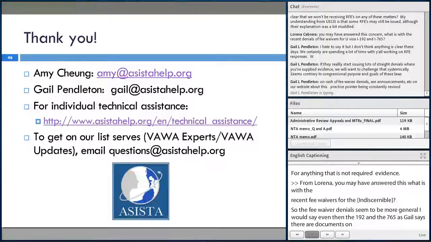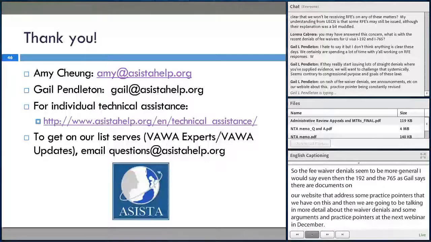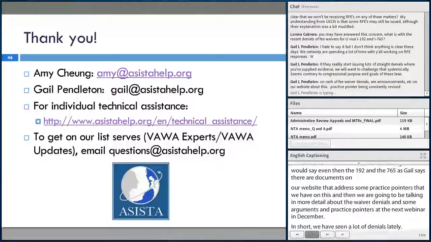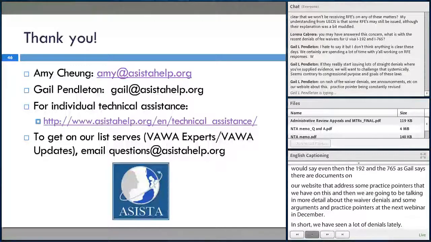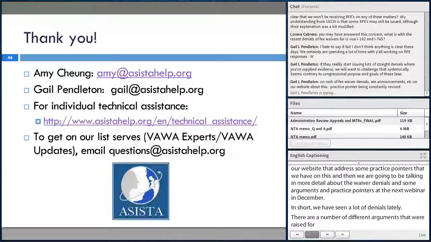In short, we've seen a lot of fee waiver denials lately for all different kinds of reasons, and there are a number of different arguments that we would raise for those kinds of things. I would say the takeaway is probably if you're filing a fee waiver, file your application as soon as possible because you don't actually know what's going to happen with your fee waiver.